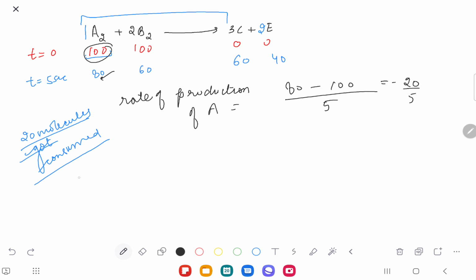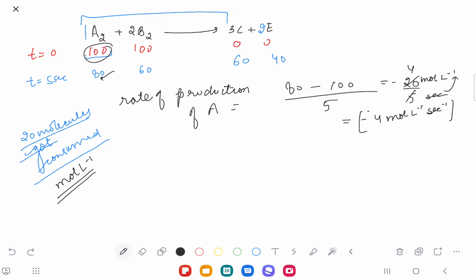And the concentration is in moles per liter. The concentration is nothing but molarity. It is moles per liter. So 20 moles per liter, and the time is in seconds. So you solve this, you get 4, and your answer shall be -4 moles per liter per second, because seconds goes upside, so it becomes second inverse. Are you understanding, Shruti? So the rate of production of A would be -4 moles per liter per second.